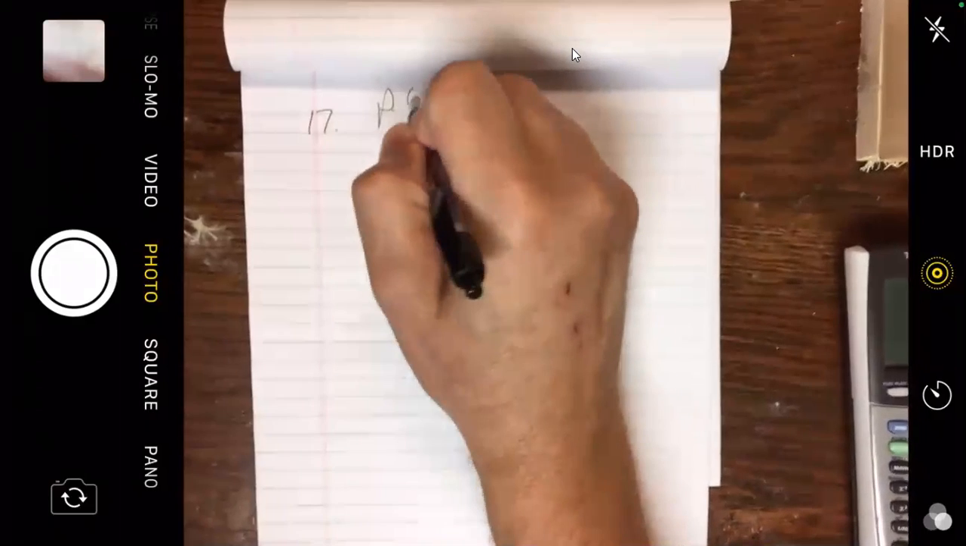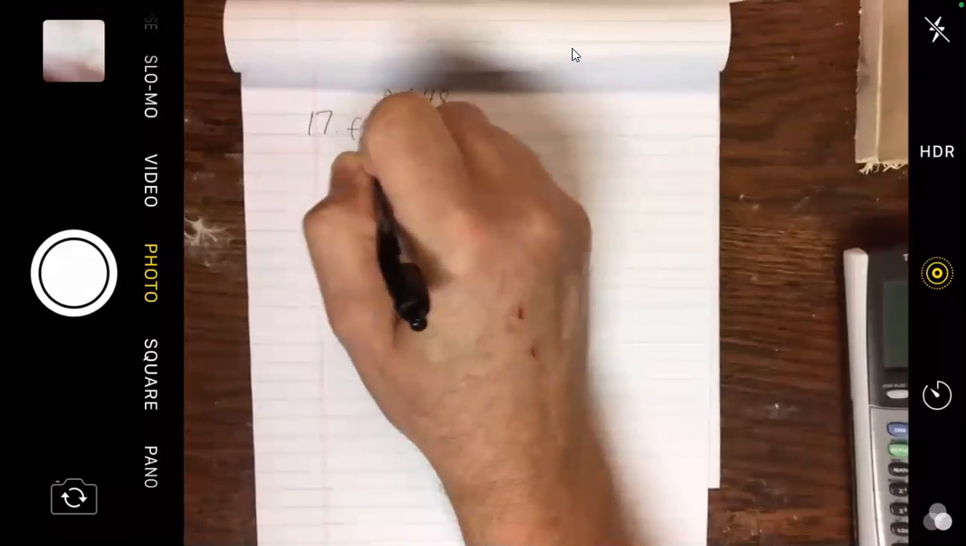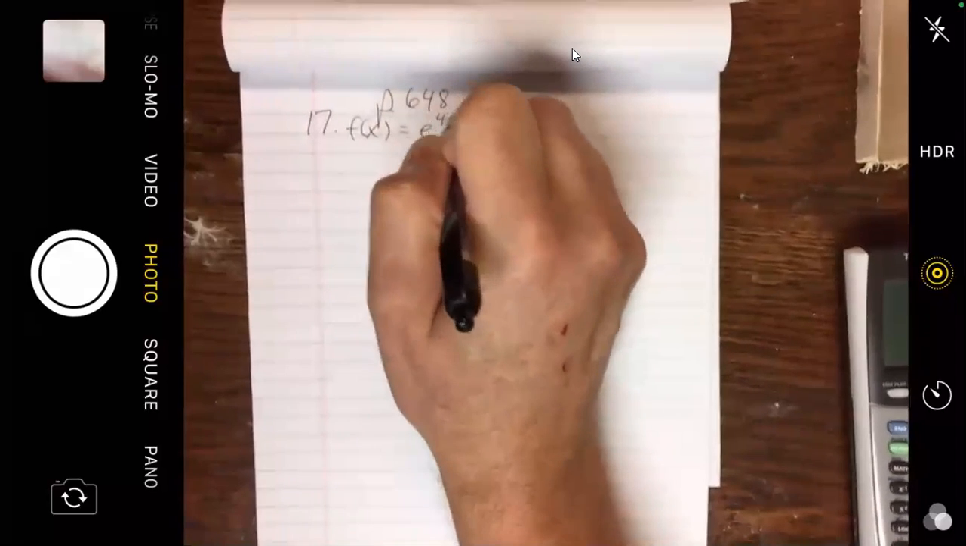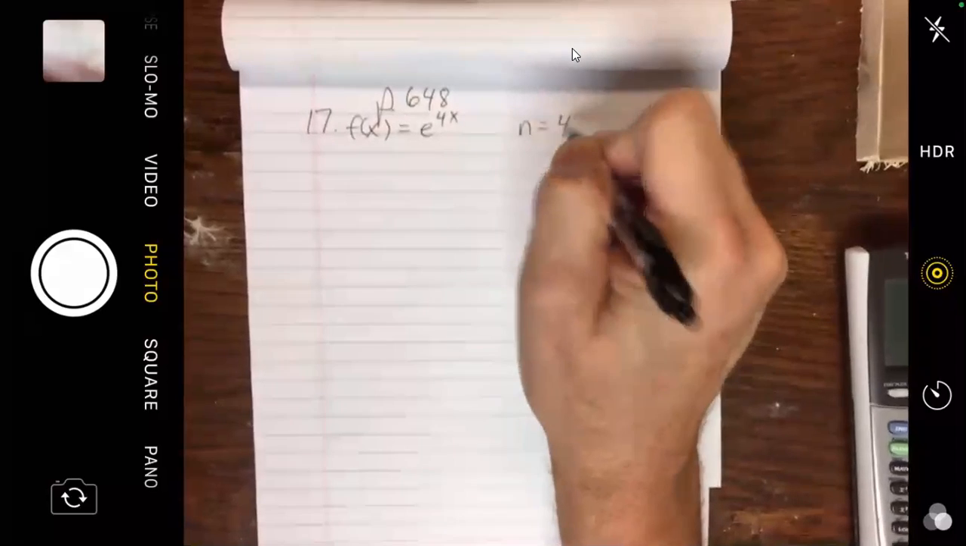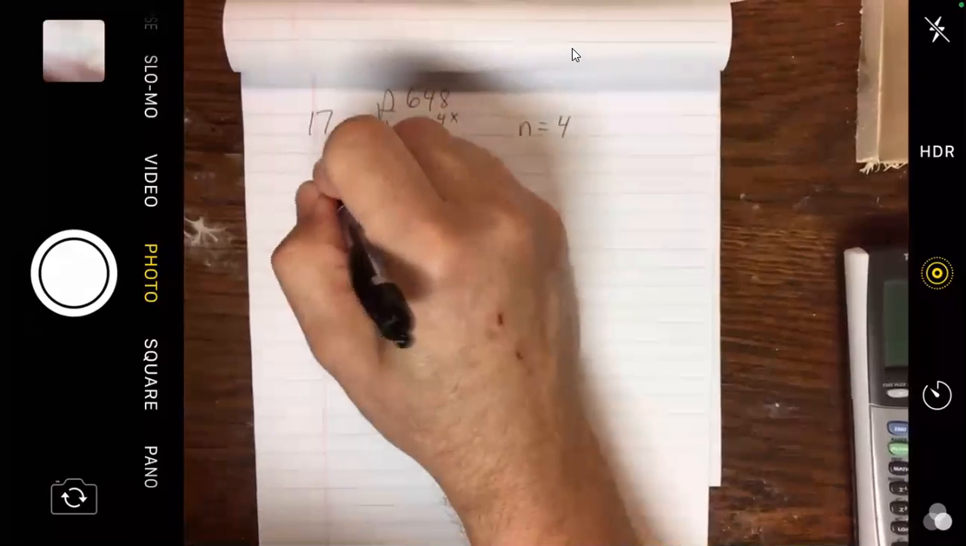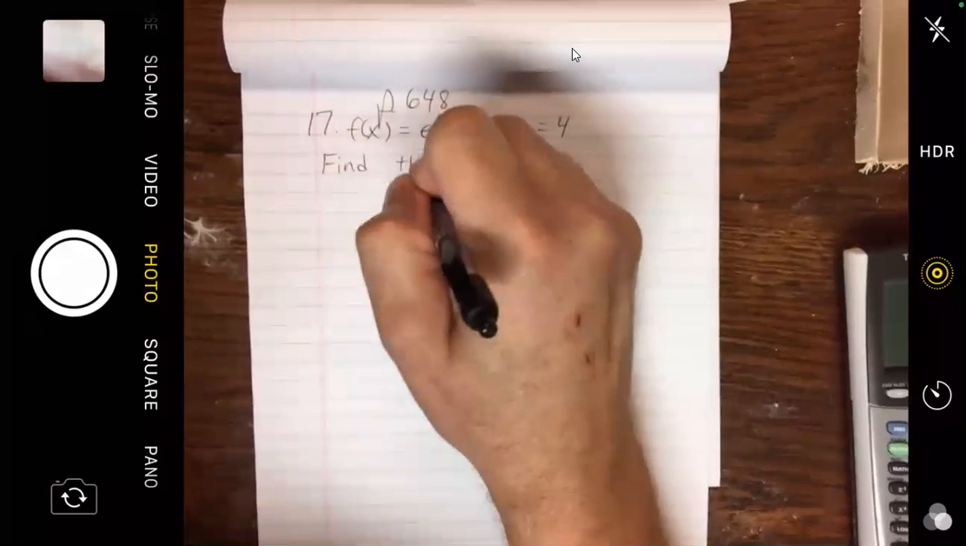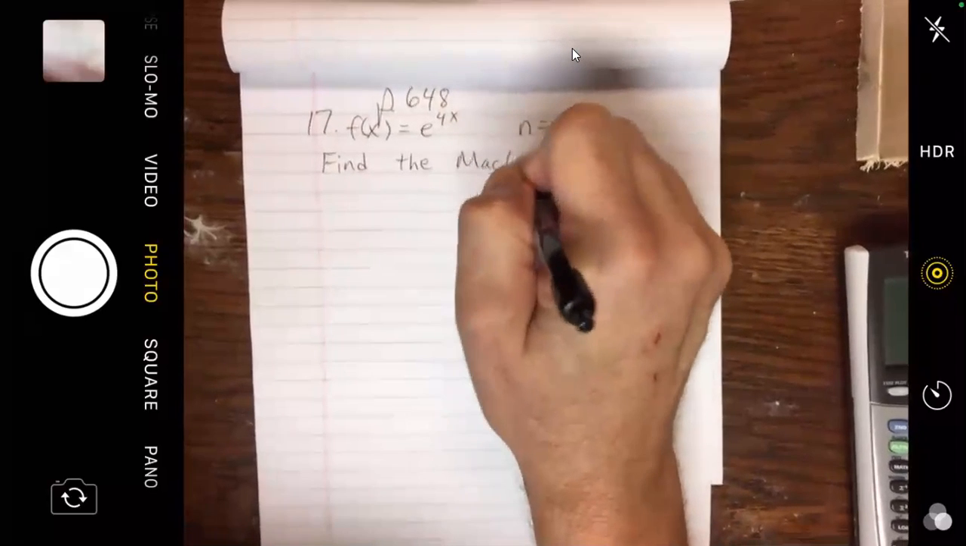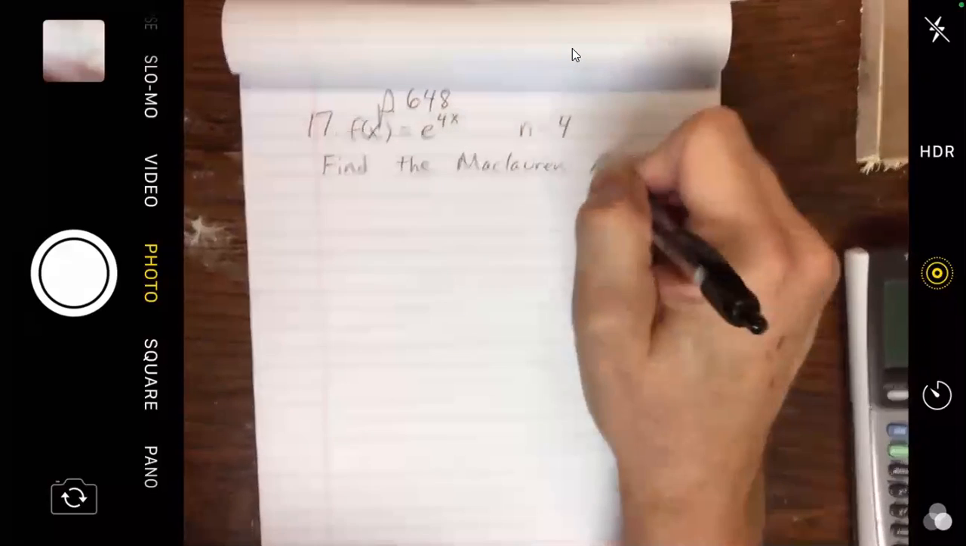Page 648. F of x is, they give you a coefficient, e to the 4x. They tell you n is 4. Find the Maclaurin polynomial.